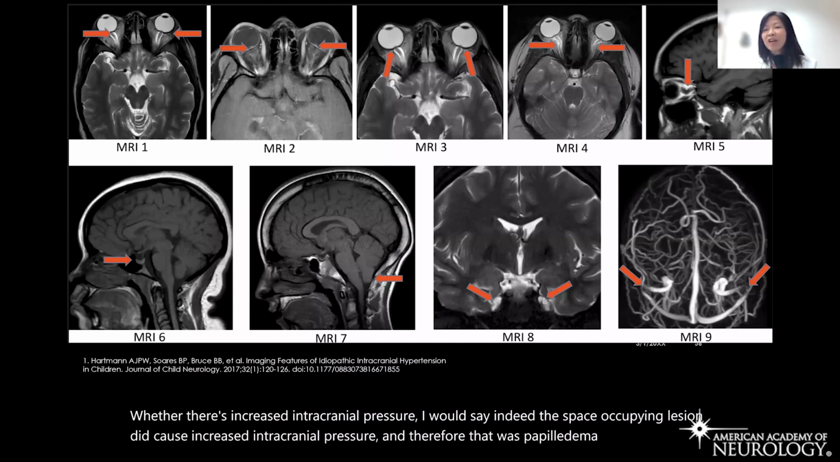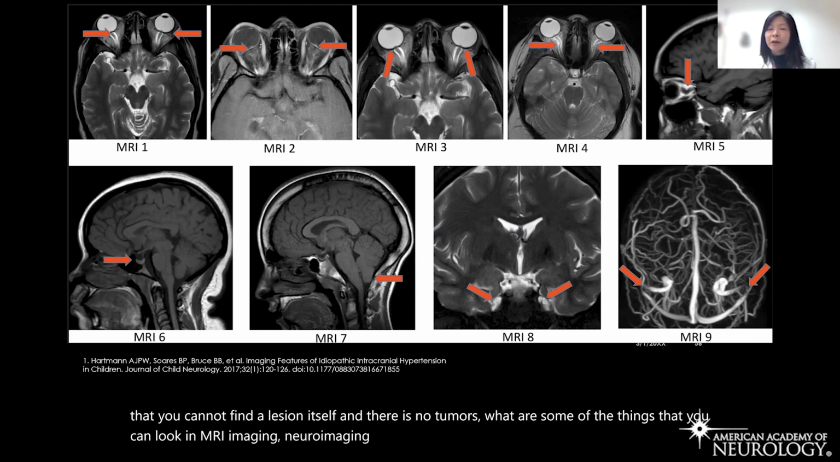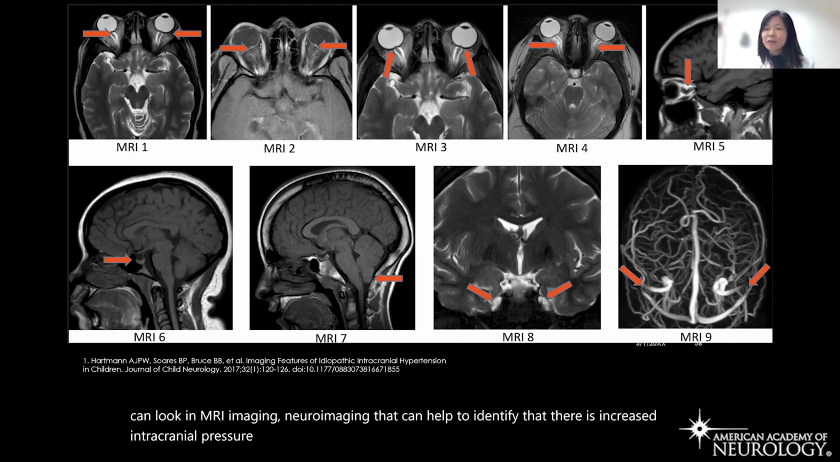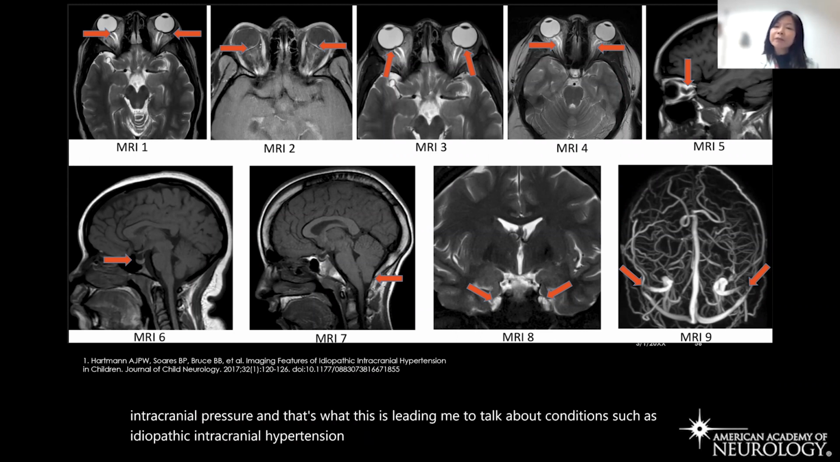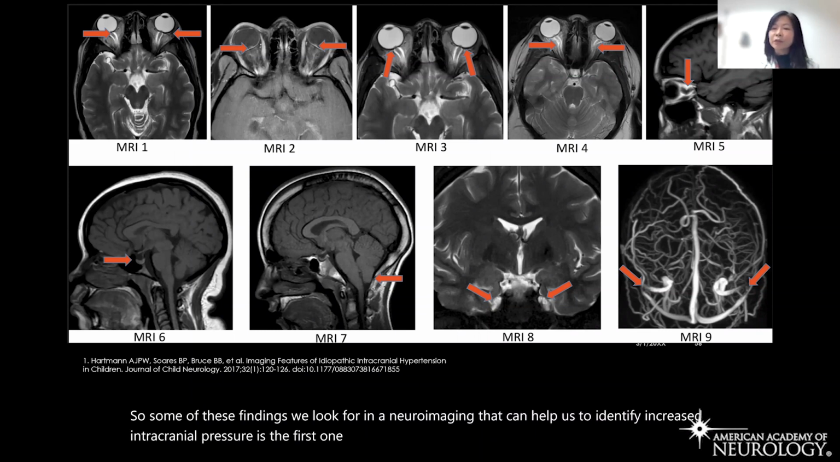But in the case that you cannot find a lesion itself and there is no tumors, what are some of the things that you can look for in MRI imaging and neuroimaging that can help to identify that there is increased intracranial pressure? And this is leading me to talk about conditions such as idiopathic intracranial hypertension. So some of the findings we look for in neuroimaging that can help us to identify increased intracranial pressure is the first one, showing flattening of the posterior globe.